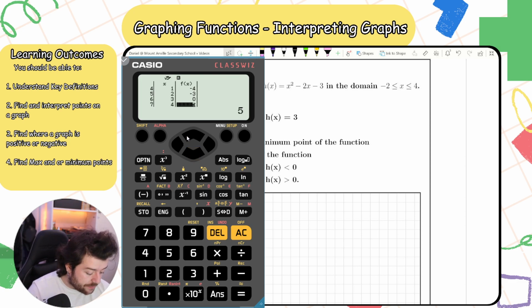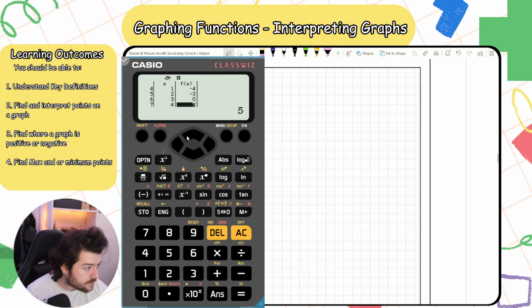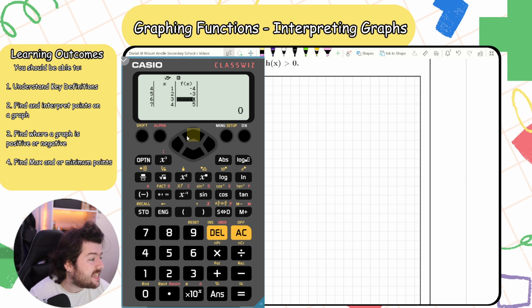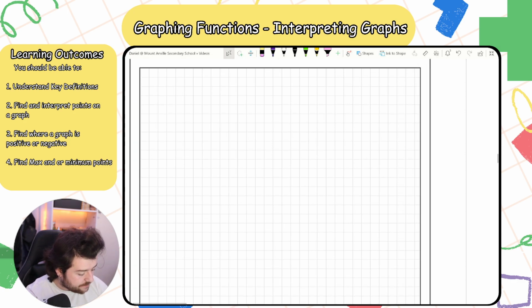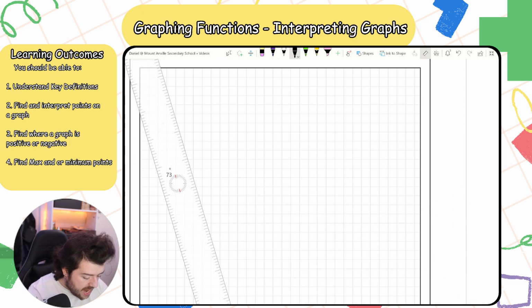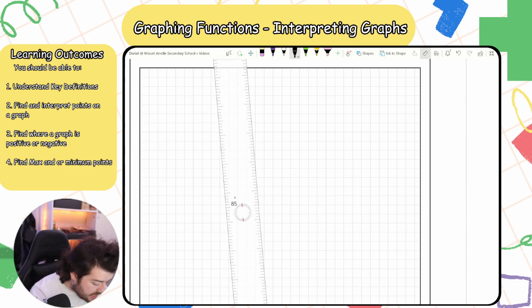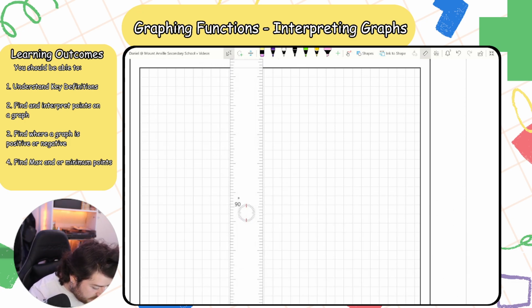Okay, grand. So I'm going to draw my little axes here. I'm going to draw an axis from 5 to minus 5, and then my x-axis is going to be minus 2 to 4. So let me get rid of my calculator for a second. Now, I'm going to do a nice big graph. Make sure to draw your graphs nice and big.